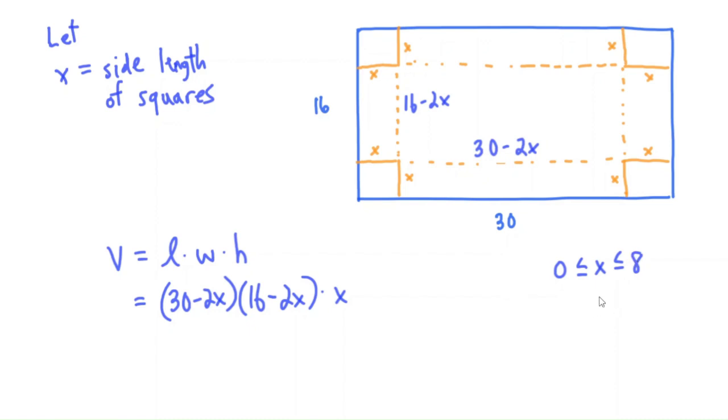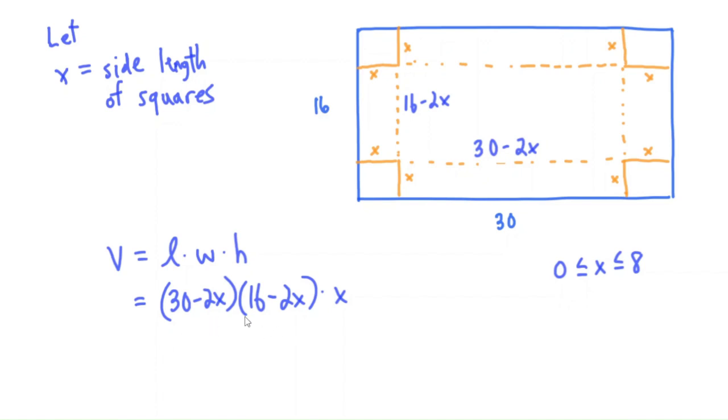Now notice also that x has to be between 0 and 8, just like we mentioned before. Certainly x can't be less than 0, and also x can't be bigger than 8 because these squares would overlap each other right here, because this is 16. So we're trying to maximize this volume function subject to the constraint that x is between 0 and 8.